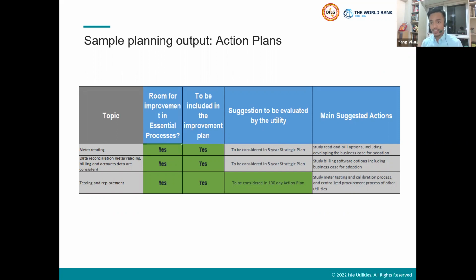What they can do in the next 100 days, however, is to start studying meter testing and calibration process and centralized procurement of other utilities. So this requires them to go out and learn from similar utilities, their peers or their neighbors, so that they can copy their standard protocols for meter testing, calibration, and centralized procurement. Because at present, they do not have these systems in place. Again, which contributes potentially to high commercial NRW.